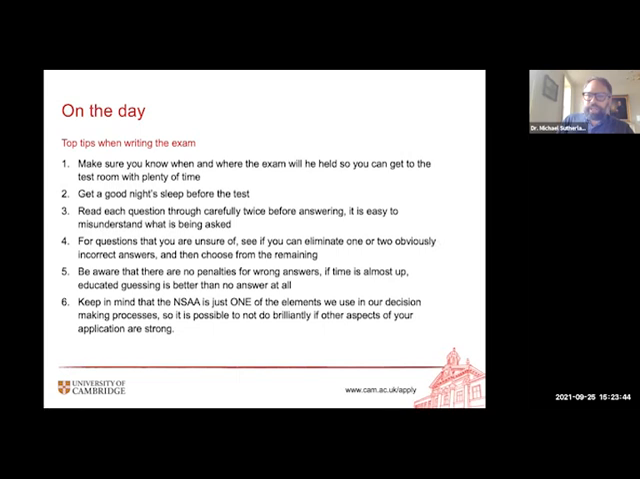Now, just keep in mind, finally, that the NSAA is just one of the elements that we use. And I talked about that a little bit at the beginning. We routinely admit students who do fairly well at the NSAA, but not brilliantly. But obviously, if you do well in the NSAA, it is certainly something that looks very favorable on your application. So you should revise appropriately.